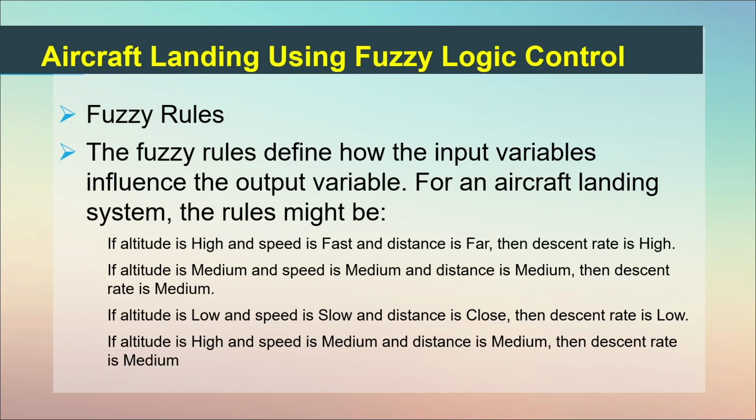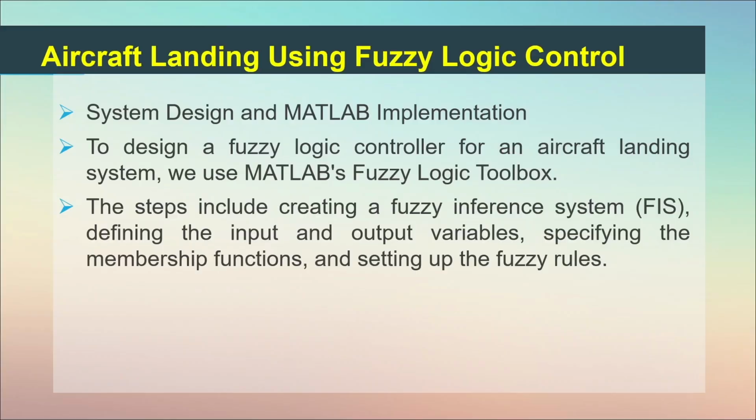If altitude is low and the speed is slow and the distance is slow, then the descent rate is low. If the altitude is high and the speed is medium and the distance is medium, then descent rate is medium. So likewise, you have to write all such kind of rules in order to handle that system effectively, right. What are the rules? Previously the system has been designed, now the rules have been generated.